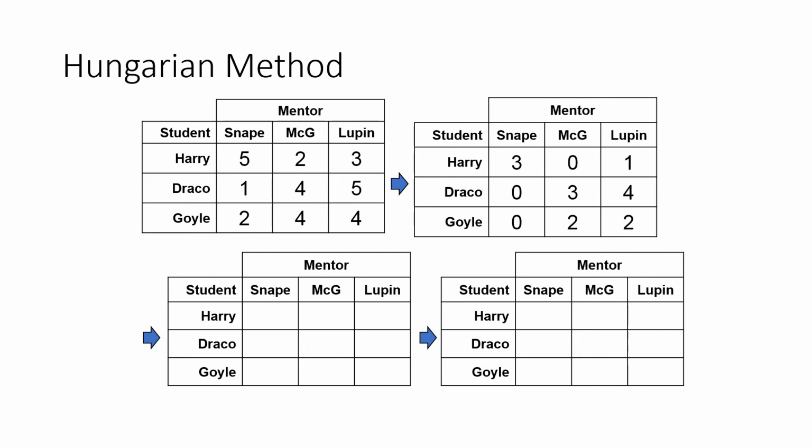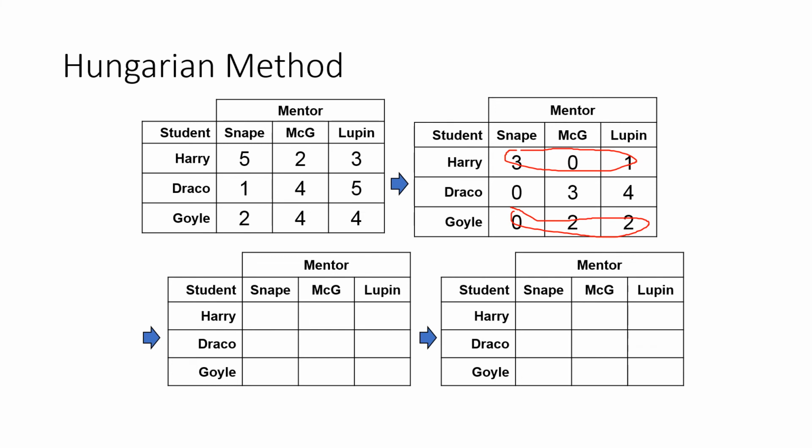3, 0, 1. By subtracting 2 from 5, this is 3, 2 from 2, this is 0, and 2 from 3, this is 1. And then subtracting 1 from each element in the second row gives us 0, 3, and 4. And subtracting 2 from each element in the third row gives us 0, 2, 2.